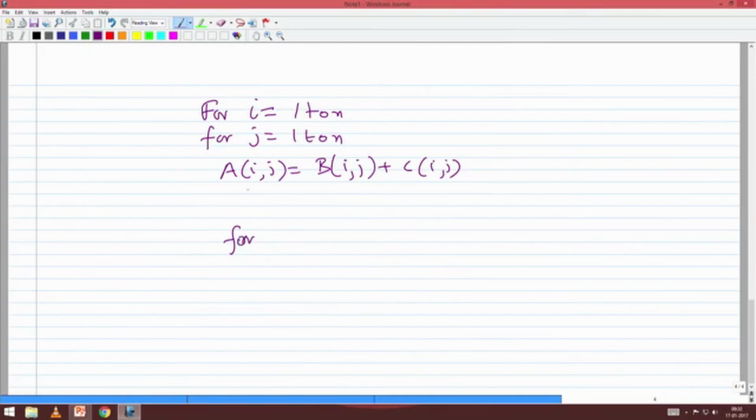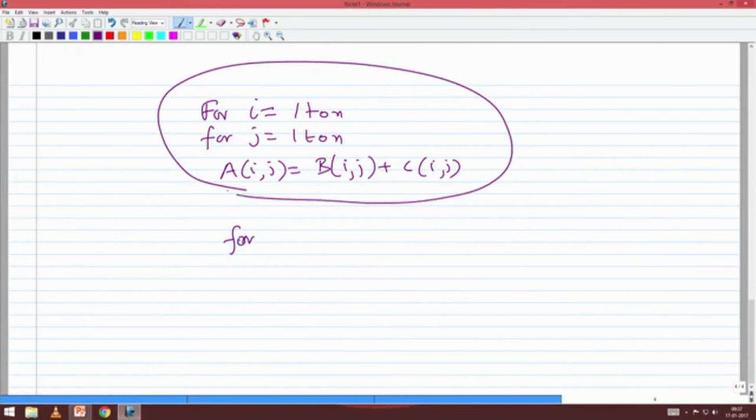What is this algorithm and what is its time complexity? What is it? Tell fully. Okay. What is this algorithm? What does this piece of code do? Matrix addition. So what is the time complexity? Order n squared.